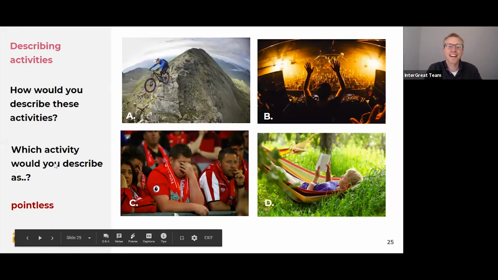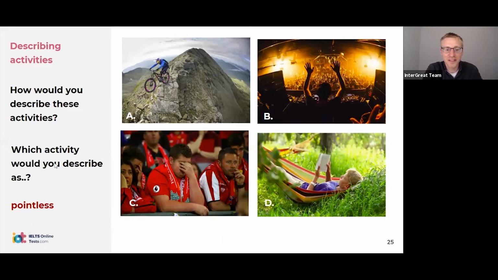Pointless, as in there's just no point to do it. Maybe A, yeah, could be dangerous. Maybe the club as well for some people. And if you don't like football, could be C as well. What about worthwhile? Which one is worthwhile? Worthwhile, yeah. Maybe A, if you enjoy danger. D could be worthwhile if you're reading something interesting.